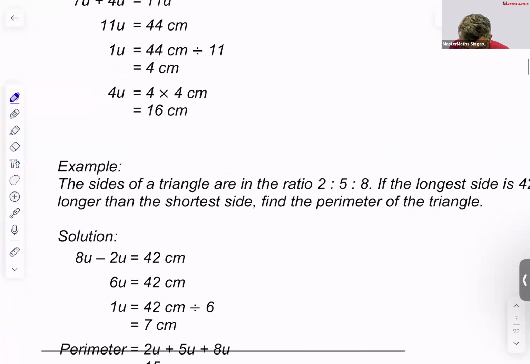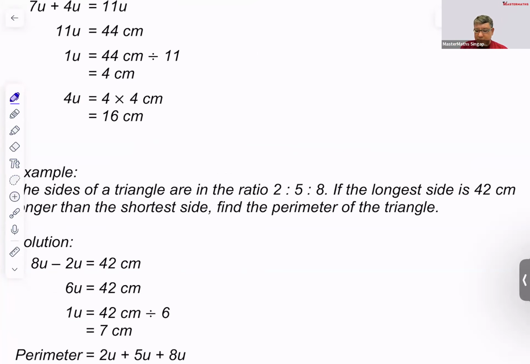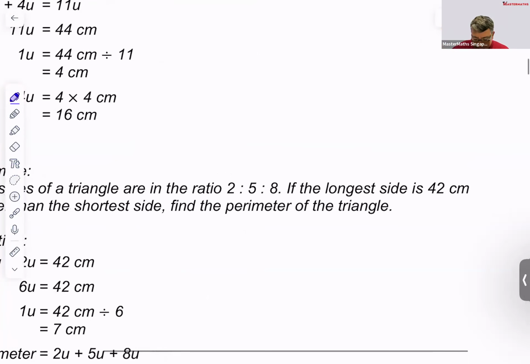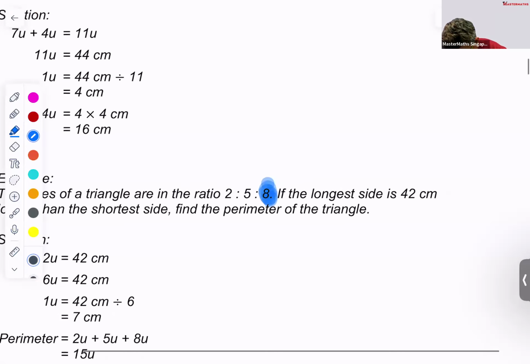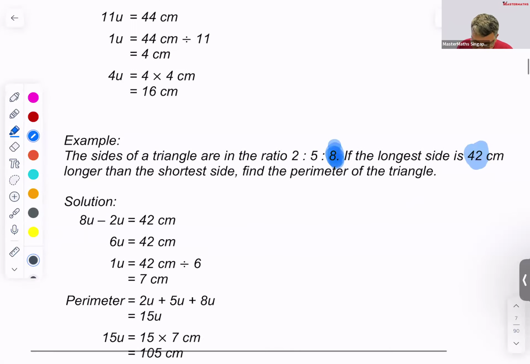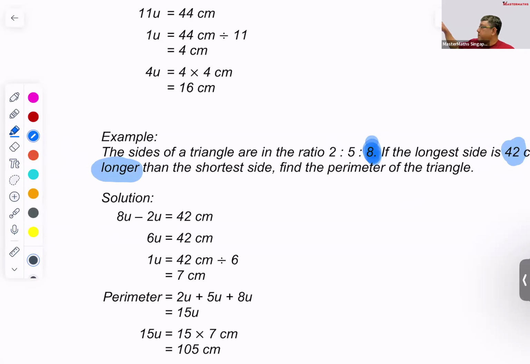The sides of a triangle are in the ratio 2:5:8. If you don't know that a triangle has 3 sides, please open up your textbook again. If the longest side is 42 cm, which one is the longest side here? 2 or 5 or 8? 8. So 8 units is 42 cm. Oh, sorry. There's the word longer. So I need to compare the longest and the shortest. So 8 and 2, the difference is 6 units, right?